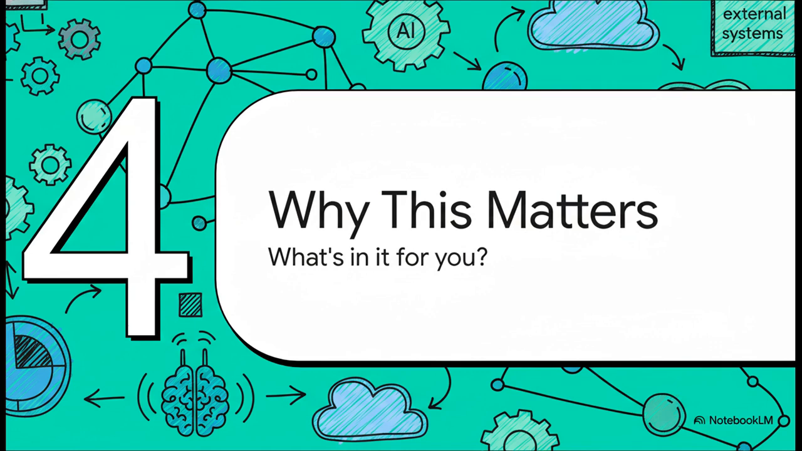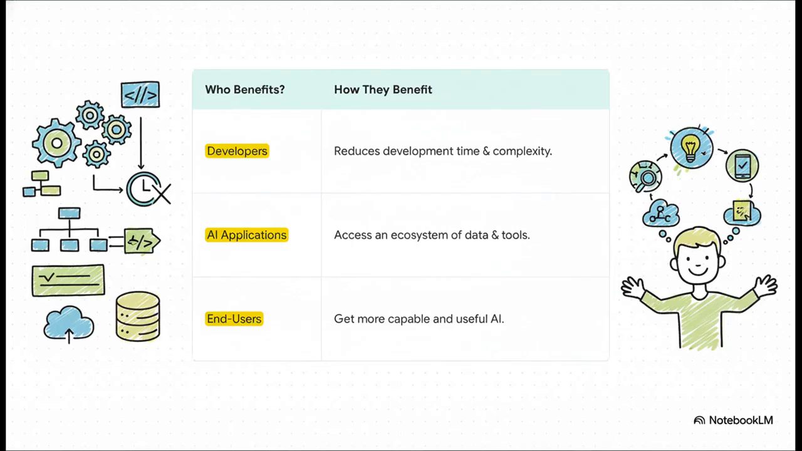Okay, those examples are really powerful, but the real impact is even bigger than just one app. So let's zoom out. Why does a universal standard like this really, truly matter? What's in it for you? A standard like this basically creates a fantastic win-win-win situation. For developers, it makes building stuff way faster and less complicated. For the AI applications themselves, it opens up this massive new ecosystem of data and tools they can play with. And for us, the end users, it means we finally get the AI assistants we've always wanted, ones that are incredibly capable and genuinely, actually useful.